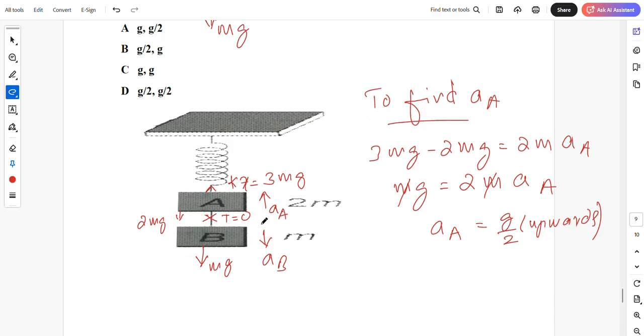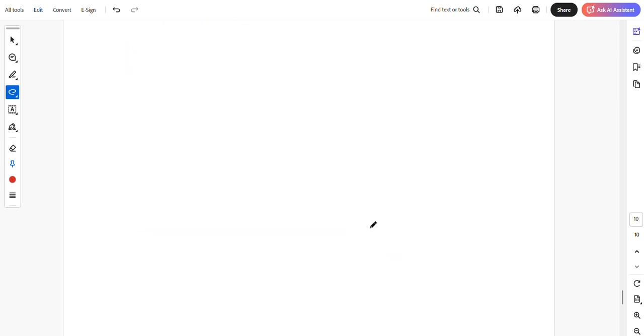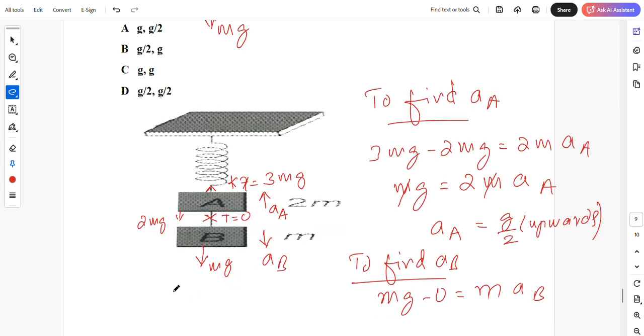Now let us find AB. To find AB, the driving force is mg, the opposing force is nothing, equal to mass into acceleration. Mass is m, into AB. So mg is equal to m AB. m gets cancelled. AB is equal to g. This is downwards.